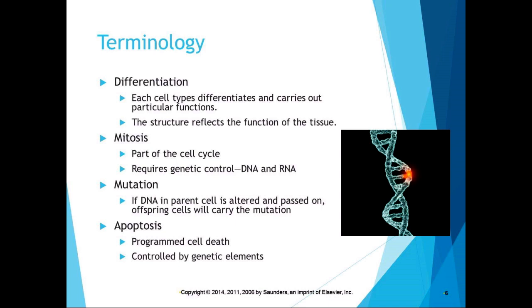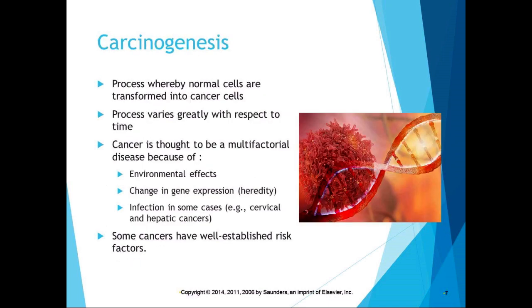Apoptosis is programmed cell death. We talked about this in the first chapter, and it's controlled by genetic elements. So ideally, if we have a weird mutation, the cell says, well, something's wrong, I better just destroy myself. But if that part of the DNA that detects that is affected, then maybe that won't happen, and you'll develop a tumor.